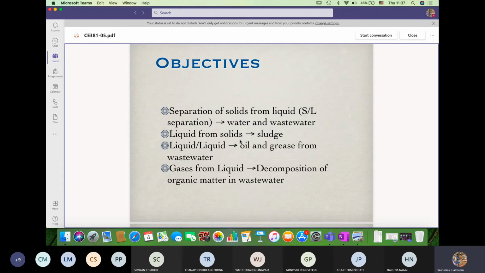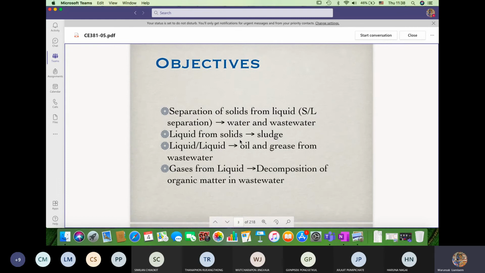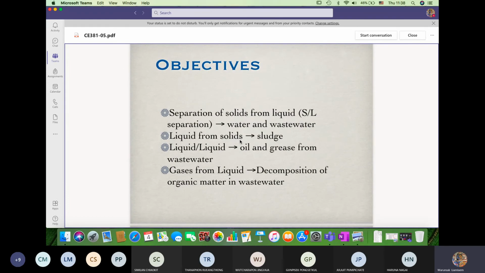Why do we have to treat the water? We treat the water because we want to separate the impurities or the pollutants out from water. Basically, the procedures of the processes that we are going to talk about within this chapter are really based on the separation concepts. For example, sometimes we have to separate the solids from liquids. Sedimentation, for example, is the unit operation used to separate liquids from solids. Separation of liquids from solids you can find in both water and wastewater treatment.